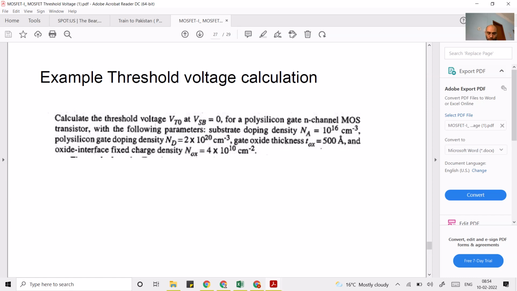Okay, so this is a very simple numerical. You have to just substitute the values in the previous equation which you have derived, right? And you will get the answer. So try this numerical on your own, and if you have doubts, you can ask in the tutorial class, okay? Or you can ask me as well.